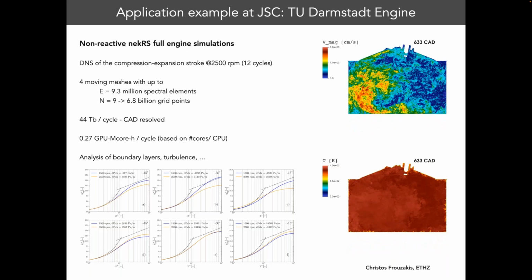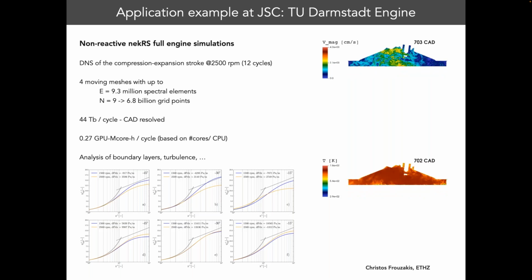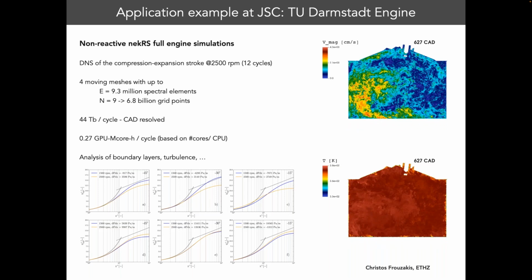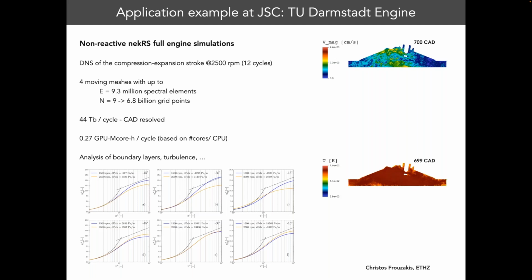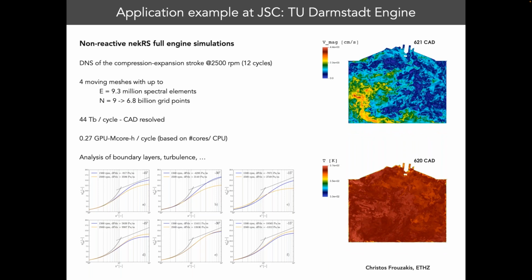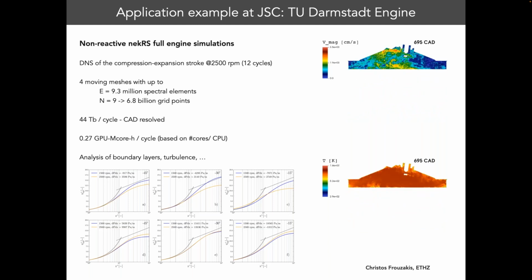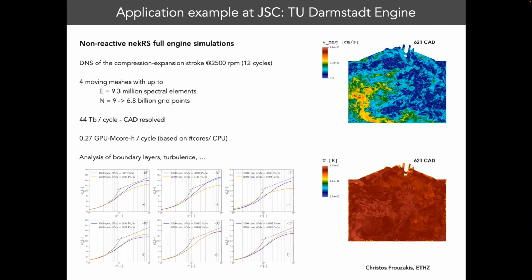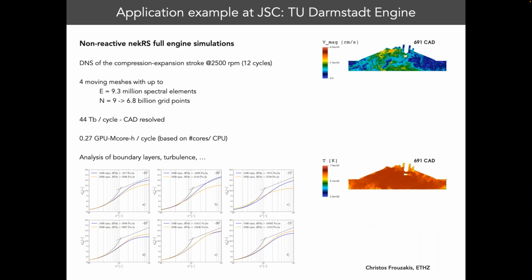So here we see the non-reactive full engine simulation with nekRS on the right. You see the velocity magnitude and the temperature. We have an RPM of 2,500, and we computed 12 cycles of this engine. To do this, as you see on the right, we have moving meshes, but not just moving meshes, we also interpolate in between meshes, because due to the stretched meshes of the moved piston, you have issues that the meshes become too fine.